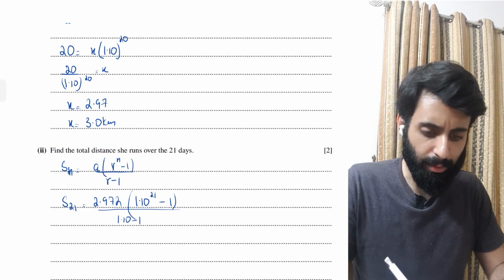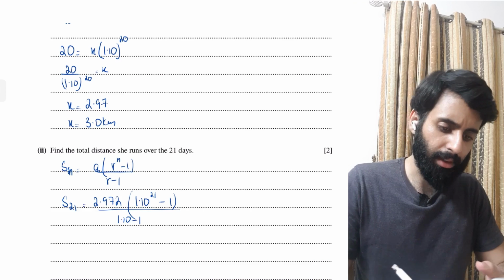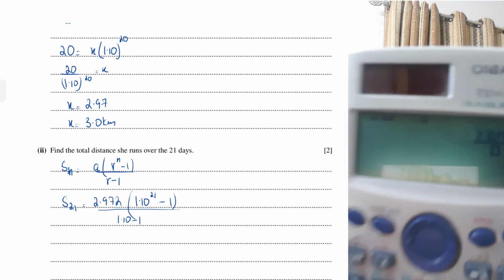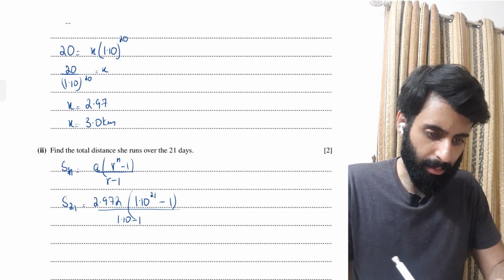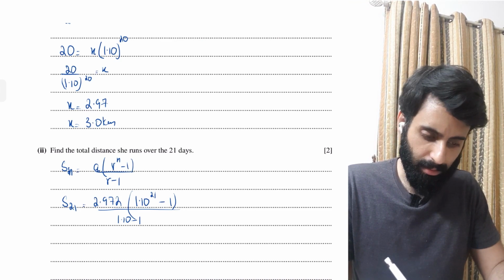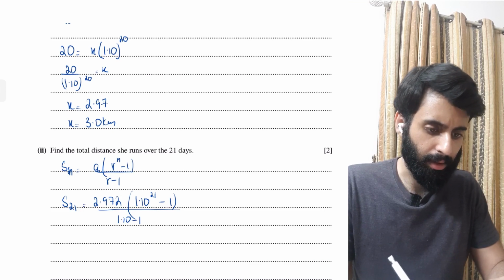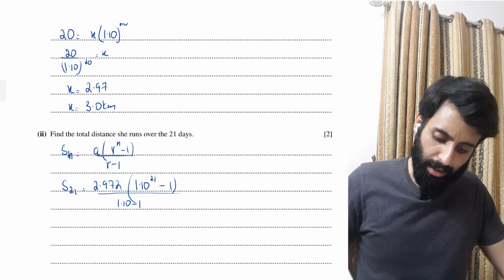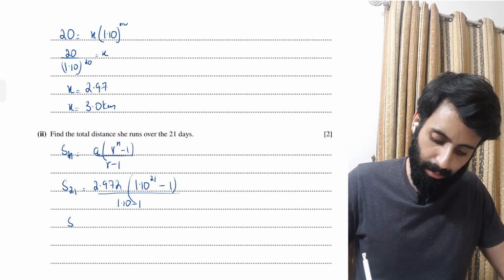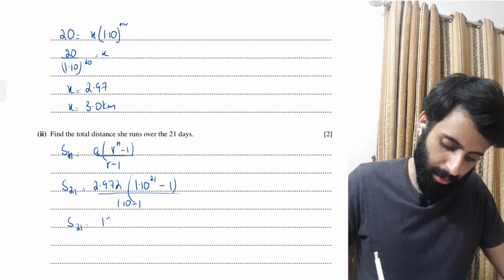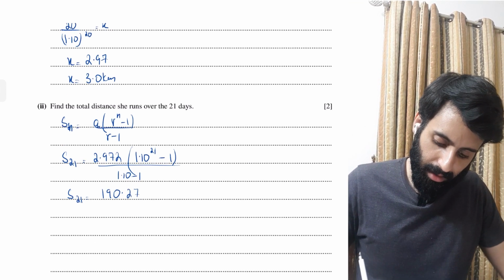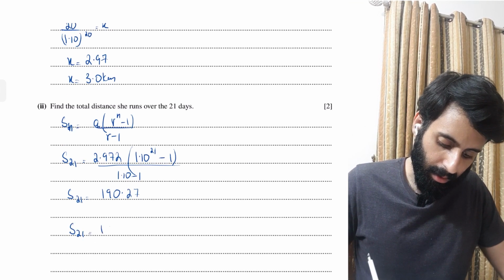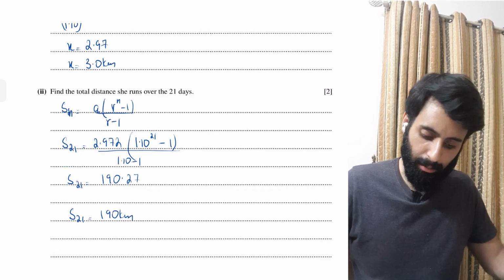Now I should point out that when I'm plugging this into the calculator, I'm going to make use of the answer key. So this is how I'm going to start. I'm making use of the answer key, and then 1.10 to the power of 21 minus 1, divided by 1.10 minus 1. So we're looking at 190.27, and if we give our answer correct to 3 significant figures, that's equal to 190 kilometers.